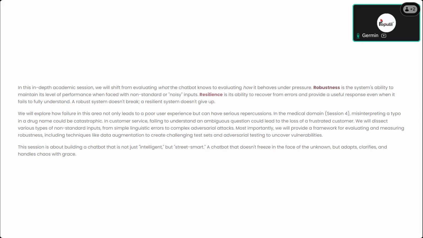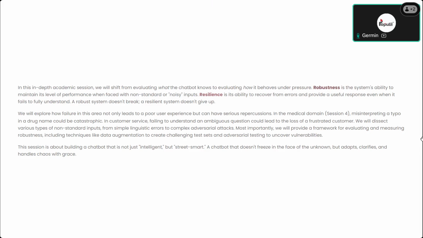So, at its heart, this session is about building a chatbot that's not just intelligent, but also street smart, one that doesn't freeze when something unexpected happens. So a chatbot that adapts, clarifies, and handles chaos with grace. Because in the real world, success is not just about knowing the right answer, it's about staying strong when things go wrong.